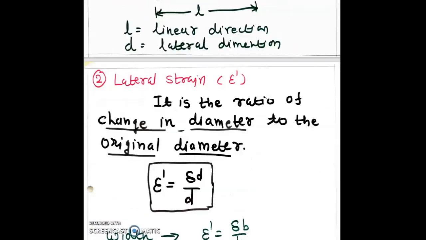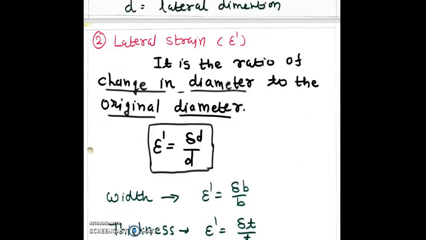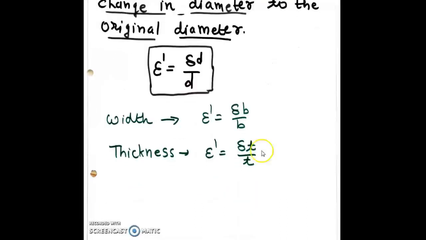Now, lateral strain. The symbol of this strain is epsilon dash. It is the ratio of change in diameter to the original diameter. For example, diameter we use as d. So epsilon dash is equal to delta d, meaning change in diameter, upon d, meaning original diameter. We can also define this strain in terms of width and thickness. For example, width: delta b upon b, and thickness: delta t upon t.